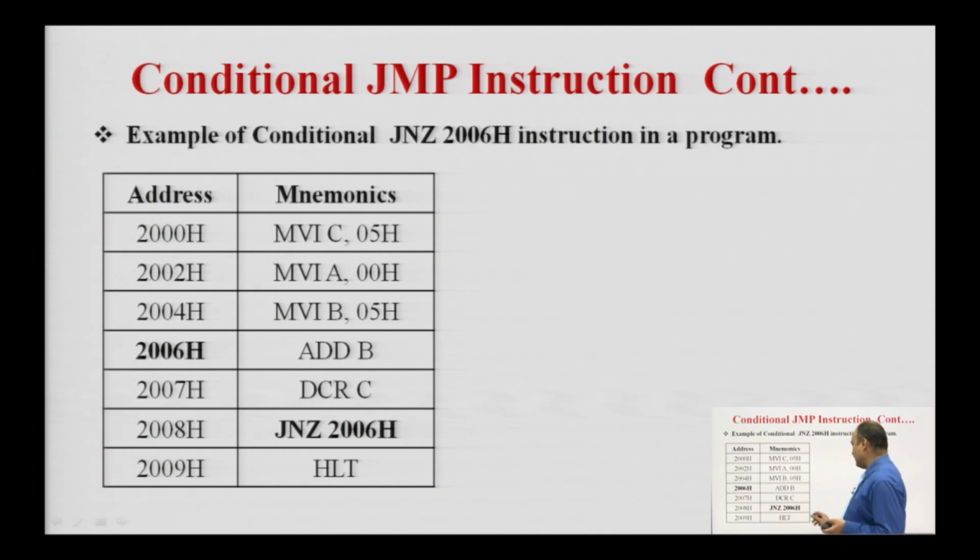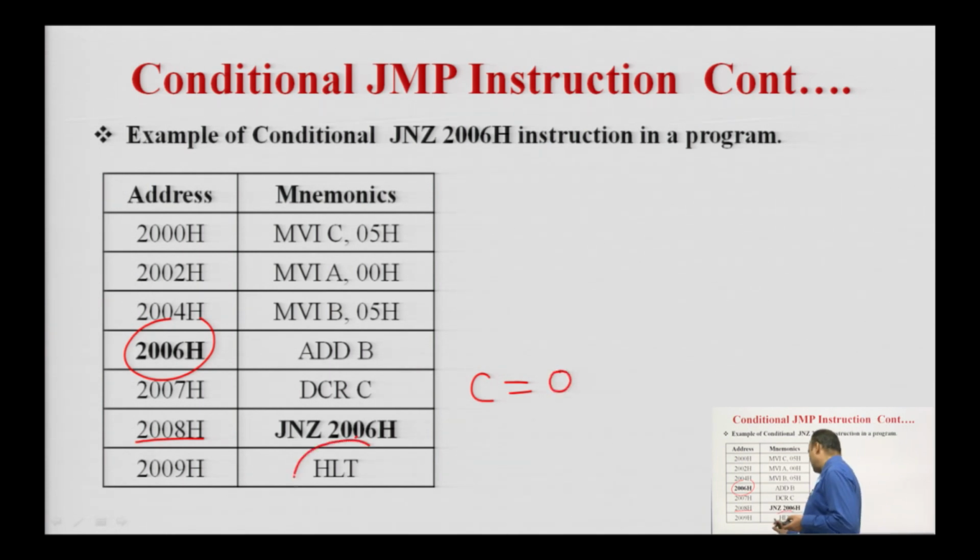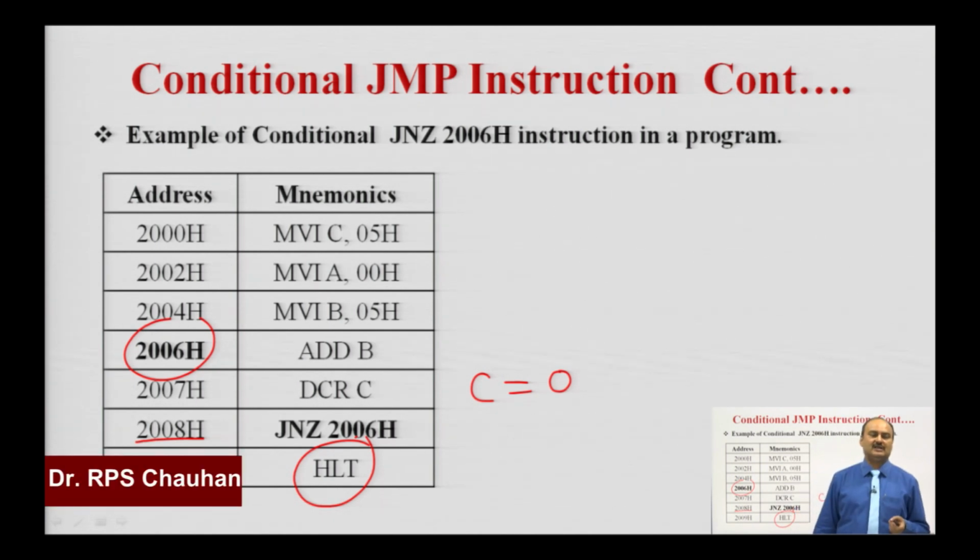So, here the condition is true. When the processor executes this instruction, it checks the value of C register. If the value of C register is not 0, the condition is true, and it will transfer the control from this memory location having address 2008H to the new memory location, which is 2006H. And when the value of C becomes 00, the condition is false, it will come out of the loop and execute the next instruction. So, this is the meaning of the conditional jump instruction, and this is an example of it.